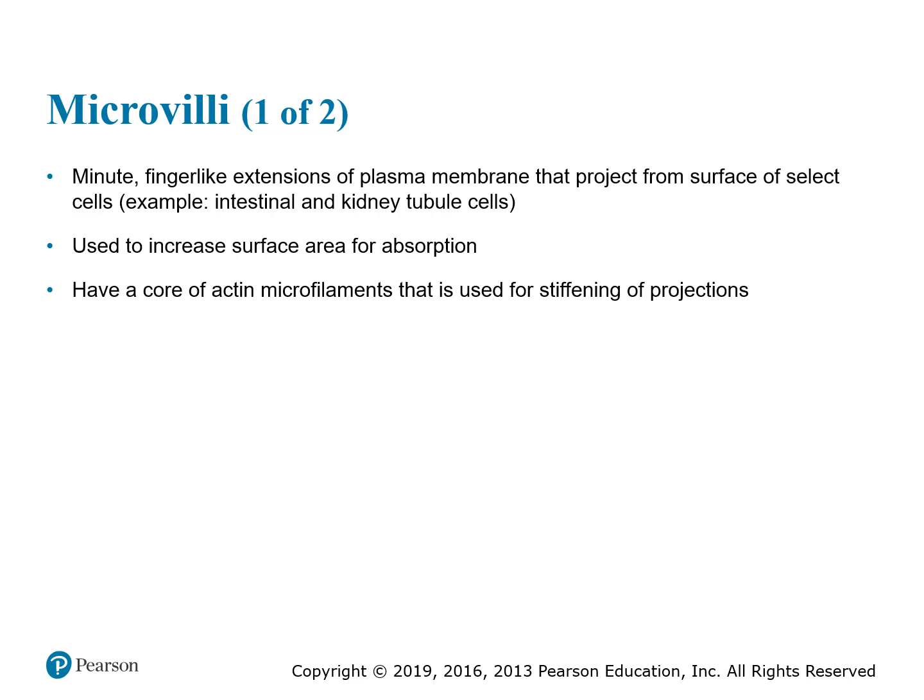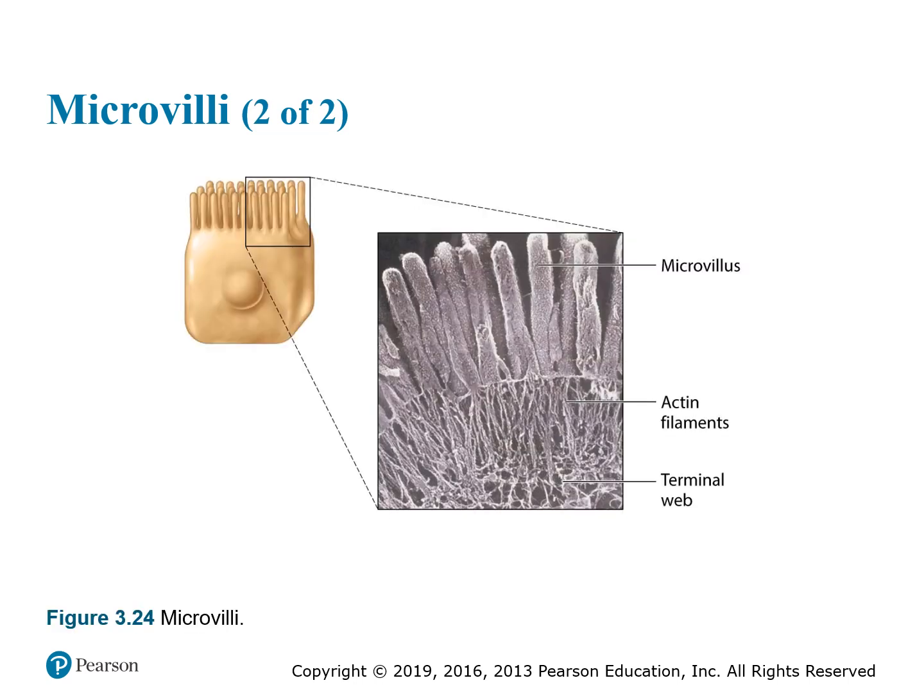Okay, microvilli, these are going to be the finger-like extensions of the plasma membrane. You find these in the intestine and the tubule cells of the kidney, and their job is to increase surface area for absorption. They have a core of actin filaments used for stiffening of those projections. And so when you look at this on a slide of the intestine, we would tend to say it forms a brush border.